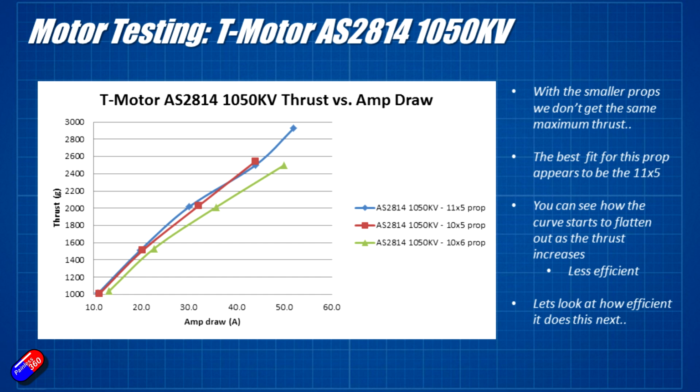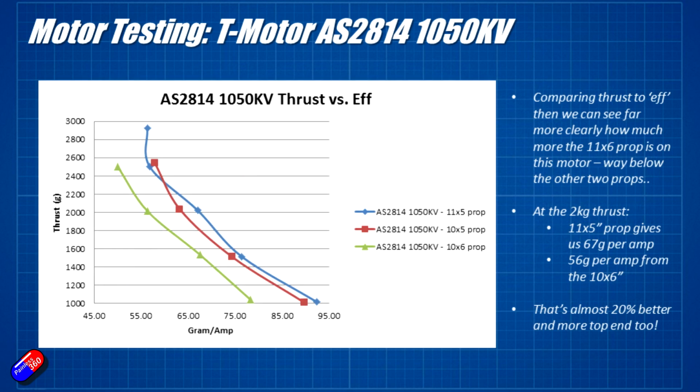If we do the plots of those same pulls with the grams per amp at the bottom, so again the thrust is on the left hand side, the amount of grams per amp at the bottom is just a way to show the efficiency. What we want ideally is for the trace to be as far to the right this time as we possibly can. You can see much more clearly in this particular way of looking at the data that the 11x5 inch prop, with the exception of the pull at 2.5 kilograms, is by far the most efficient out of all of the bunch. The worst is the 10x6 prop, and definitely that particular prop and motor is a combination I wouldn't use.